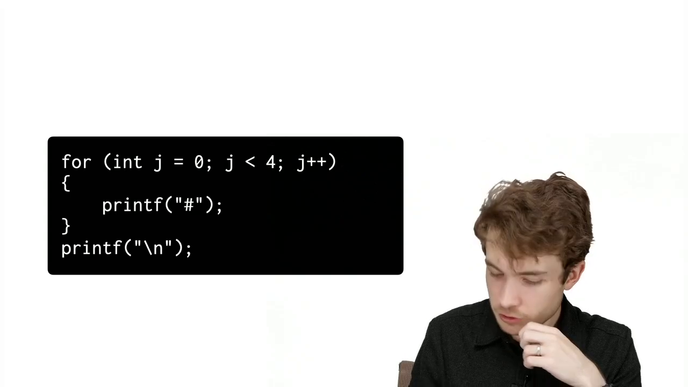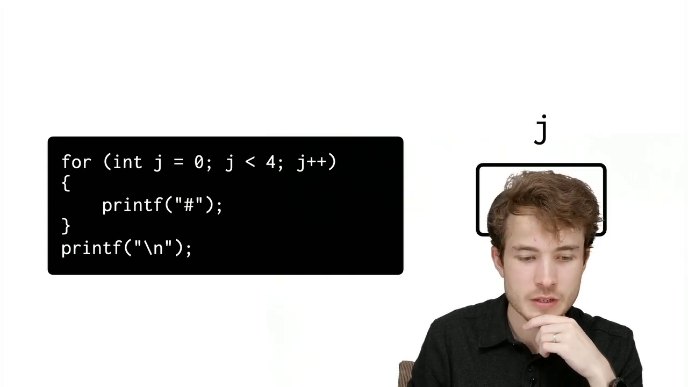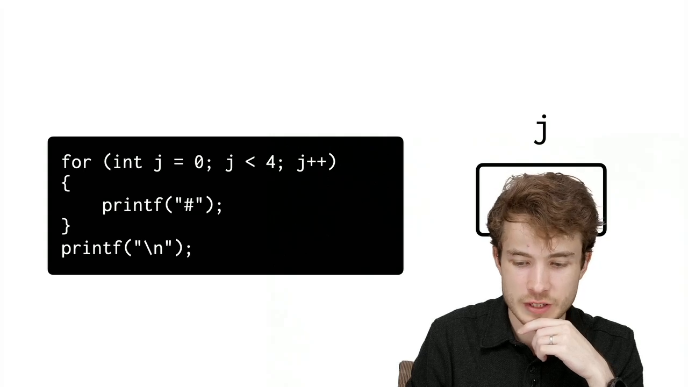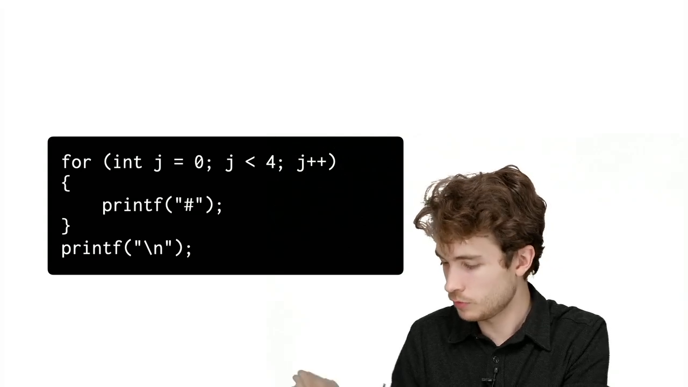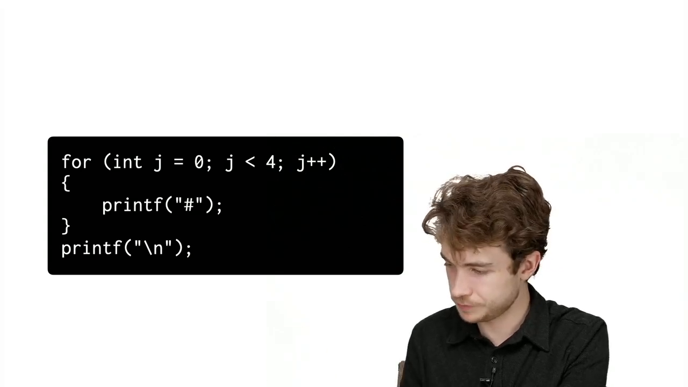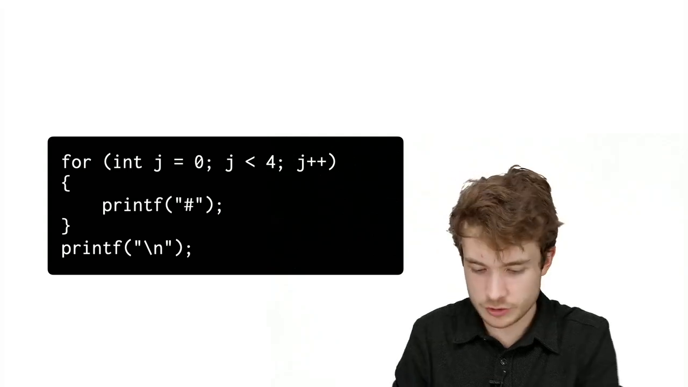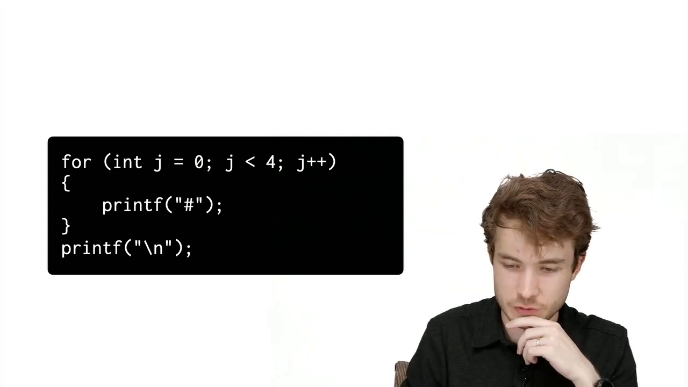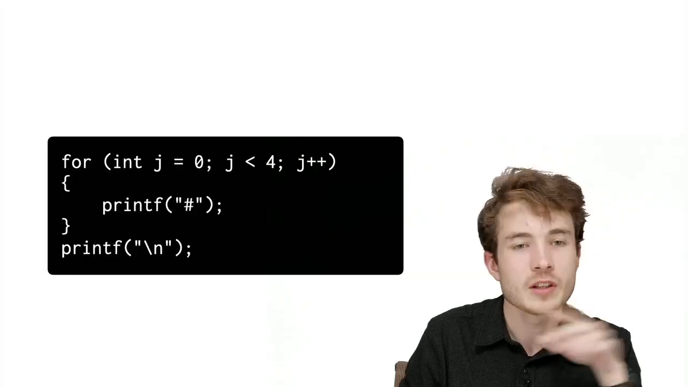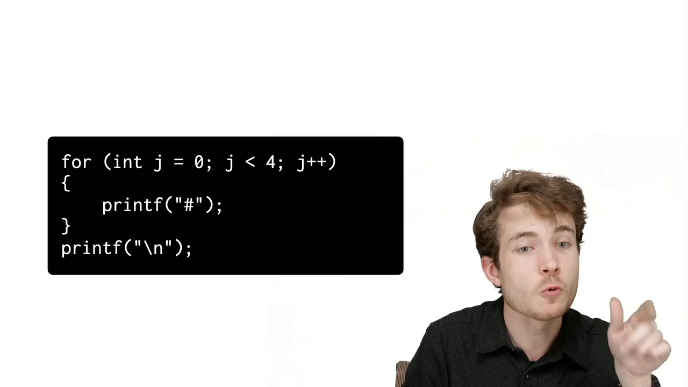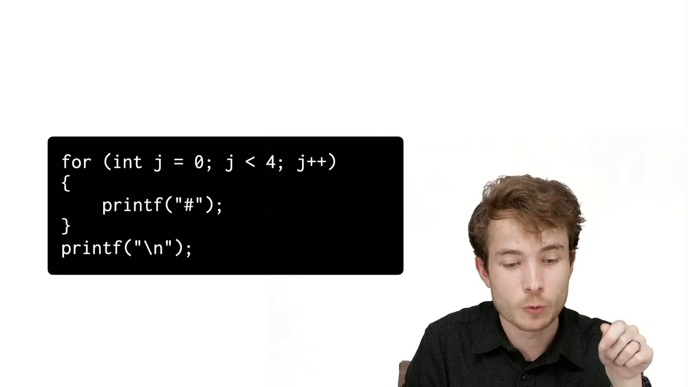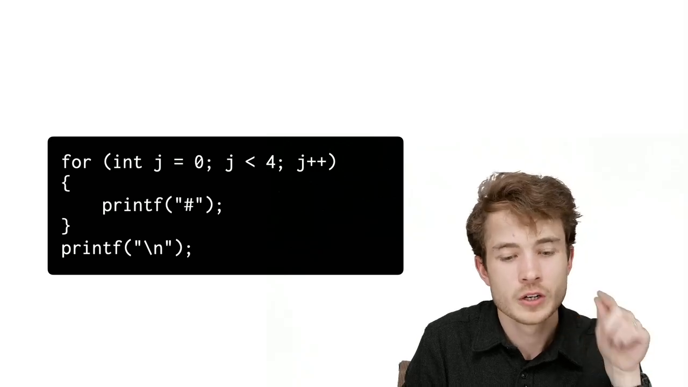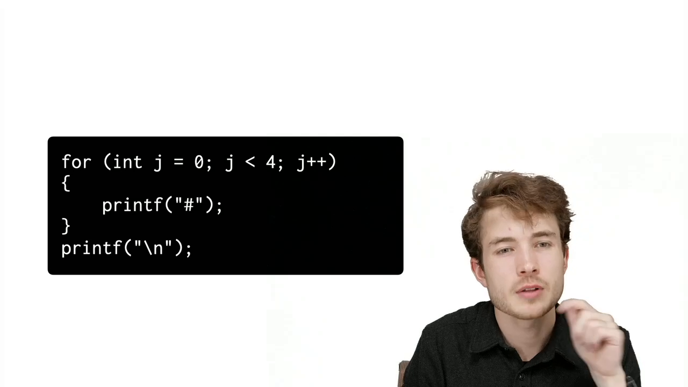So maybe the first piece here is going to be this part on the left-hand side. Let me show you. Let me come back here. Yeah, so let's actually go back to the very beginning of this. If we go here, let's look at the very top of this for loop. So for int j equals 0, semicolon, j is less than 4, semicolon, j plus plus.